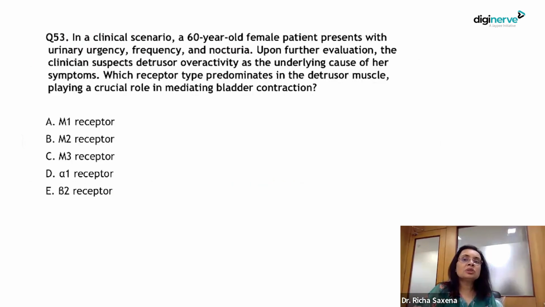Red degeneration also, you may get a question. So make sure you know about red degeneration also in depth.